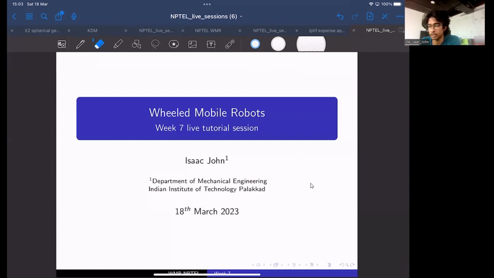So the main intent of today's session is to discuss some sample problems regarding week 7 topics, which are mostly related to motion control of mobile robots.